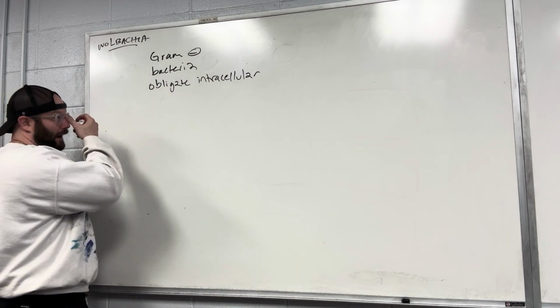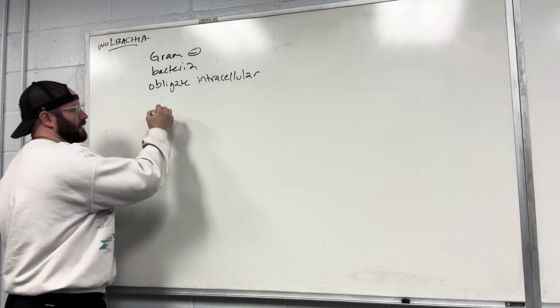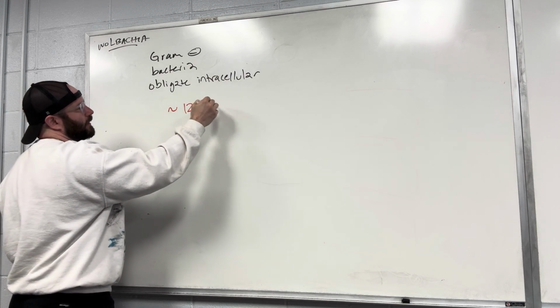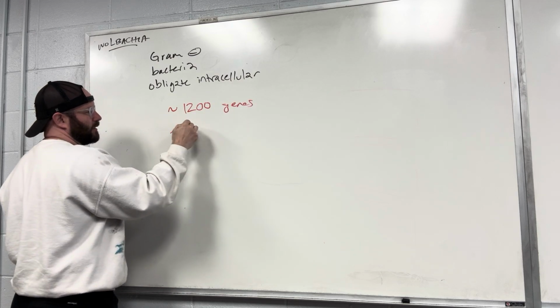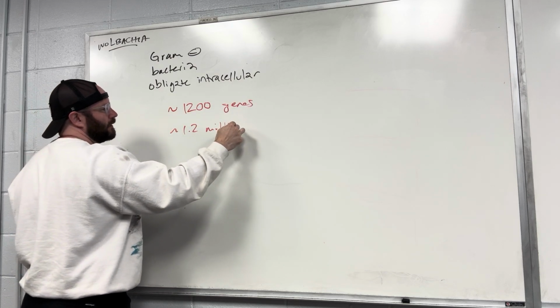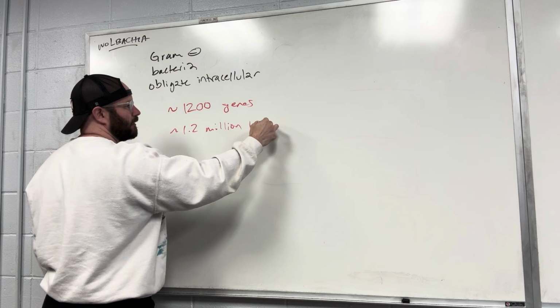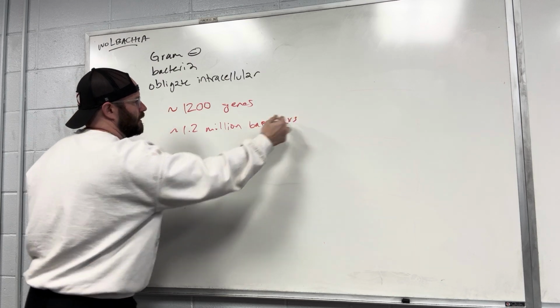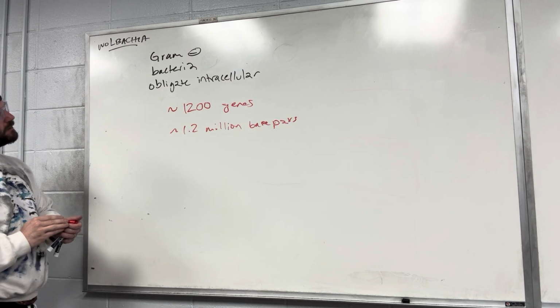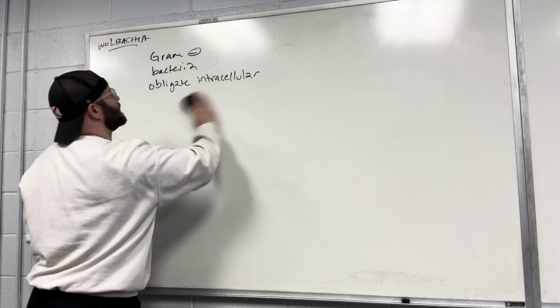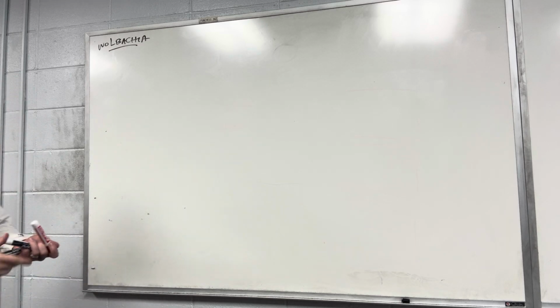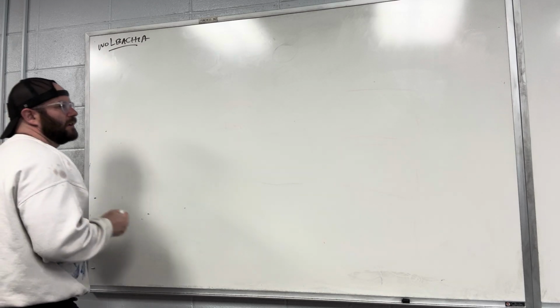That means it also has fairly reduced genomes. So Wolbachia genomes are about 1,200 genes in size, and it's also about 1.2 million base pairs in terms of genome size. So that's a pretty small genome size for bacteria. So we study Wolbachia because it has some really interesting phenotypes. So it can manipulate insect reproduction.